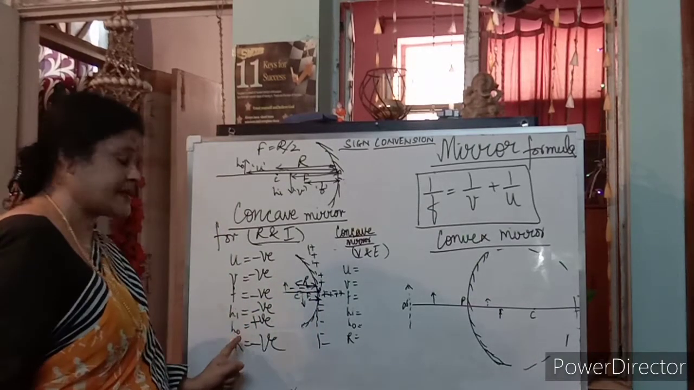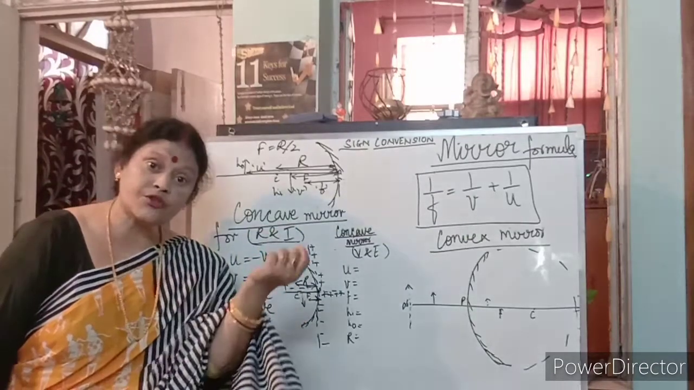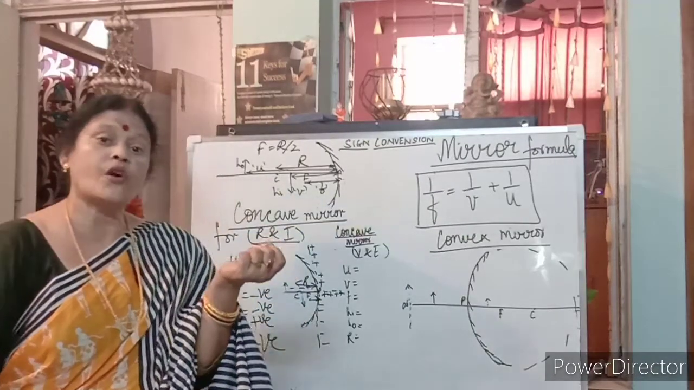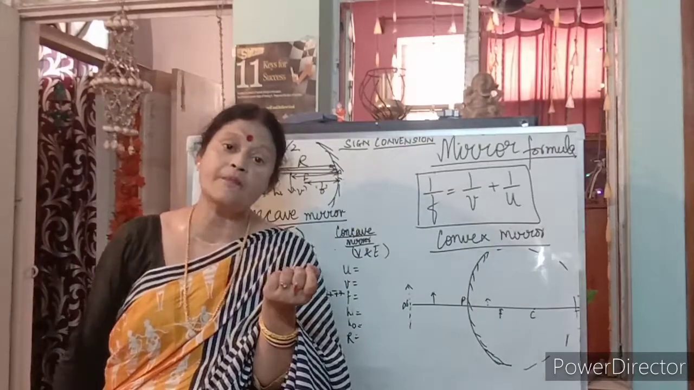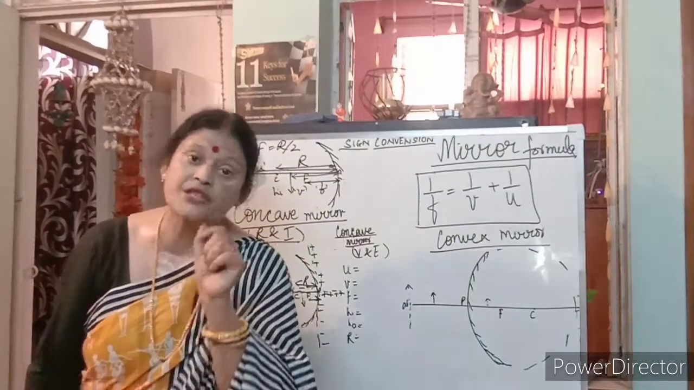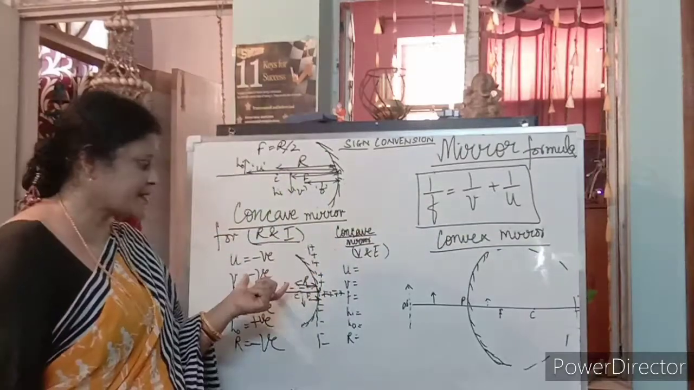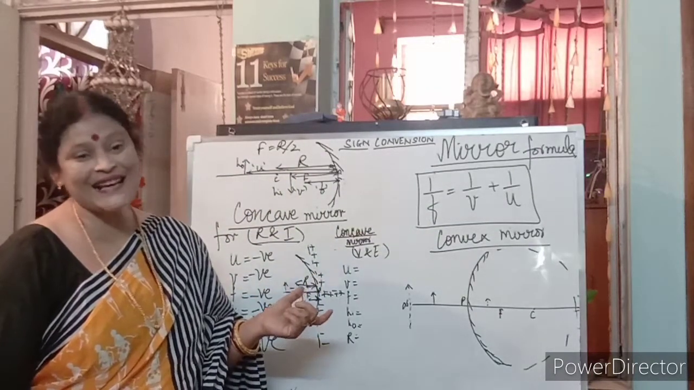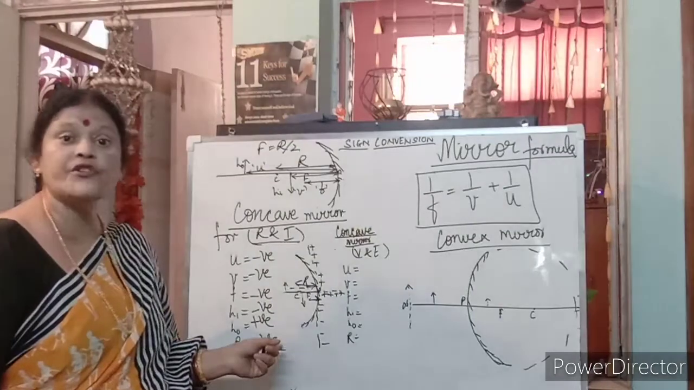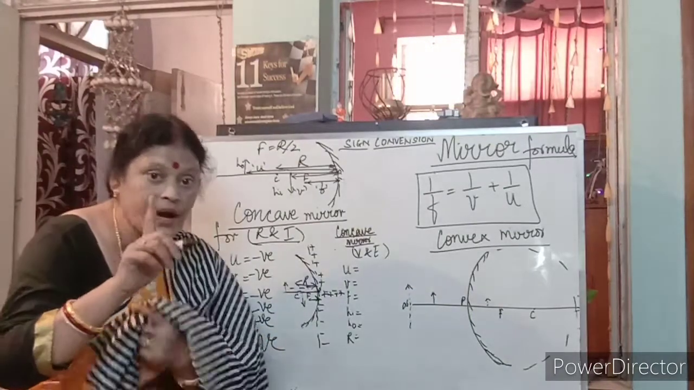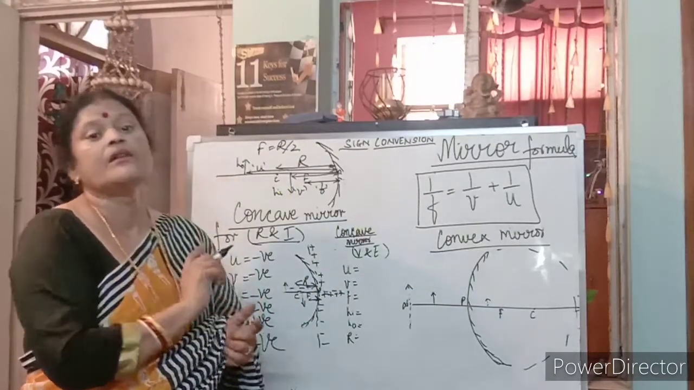These are known as exam questions. They can ask you about the sign convention. What will be the sign convention of a concave mirror for a real and inverted image, or for a virtual and erect image? So nothing is there, you will just do it like this. This I have explained to you for the real and inverted image. And remember, there is one case that is what?